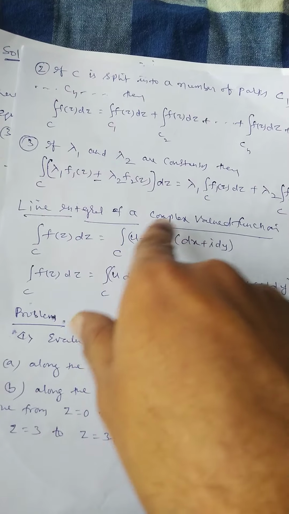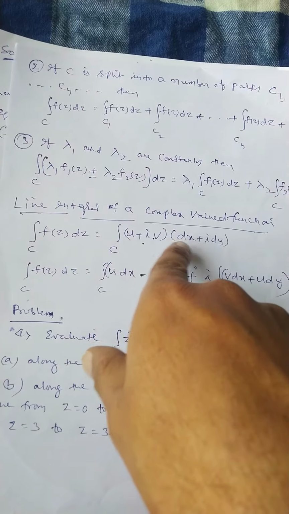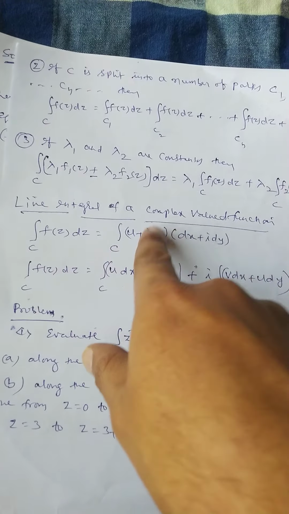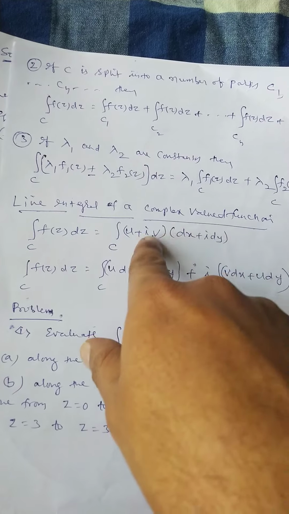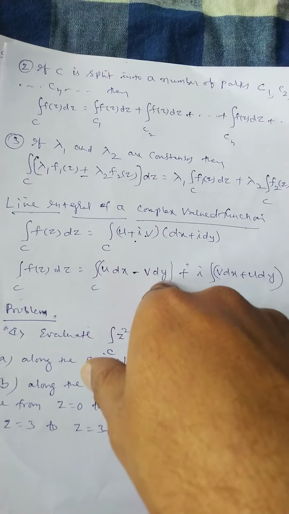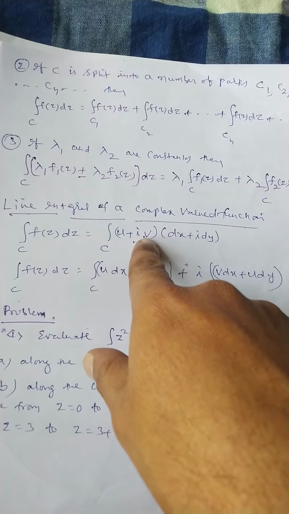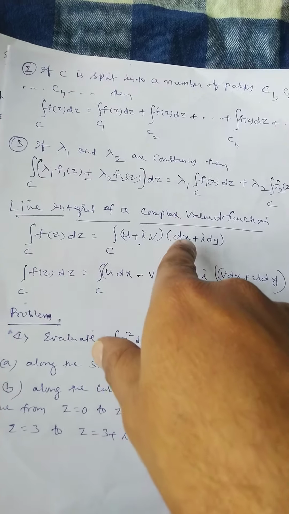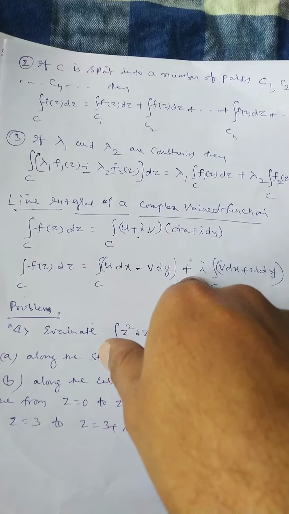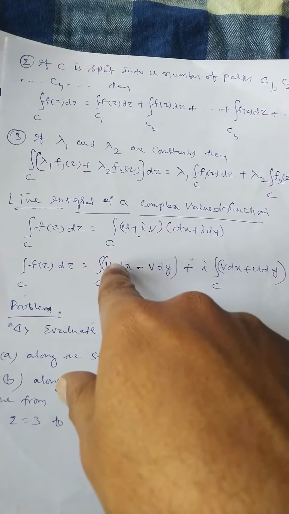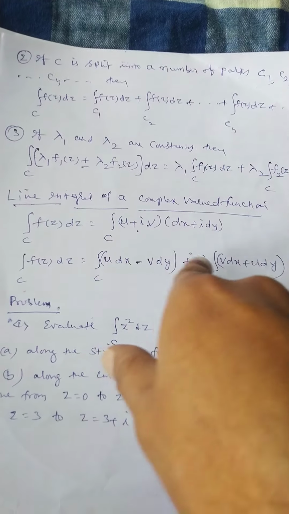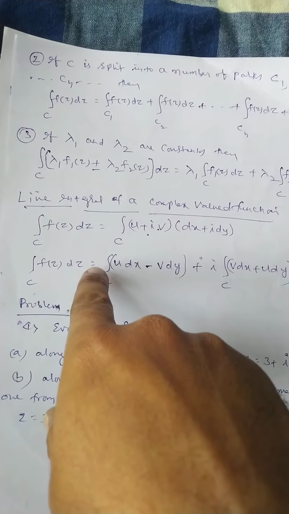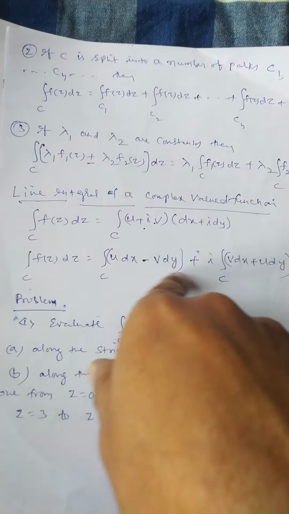So we can separate into real part and imaginary part. Integral over c u dx plus iv into i dy. Iv into i dy, i square is minus 1, so minus v dy. Then I take i outside the integration: i into v dx plus, next, u dy. I am separating the real part and imaginary part in the form of x plus iy. This is the representation of the line integral of a complex valued function.